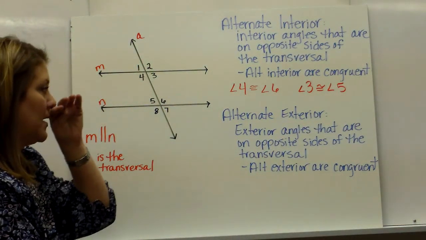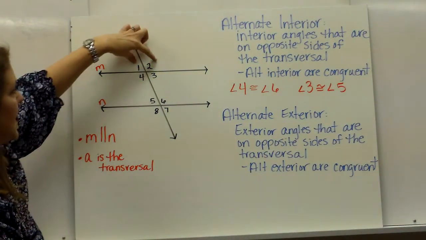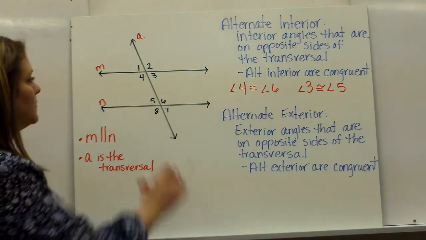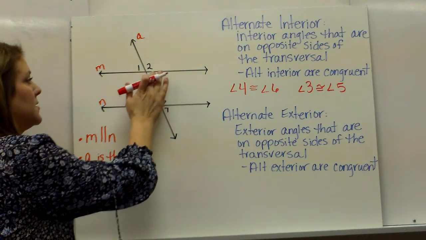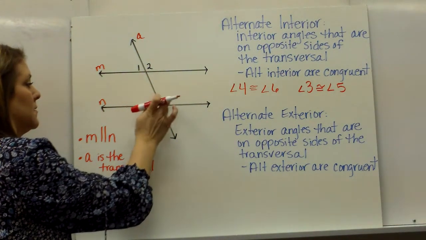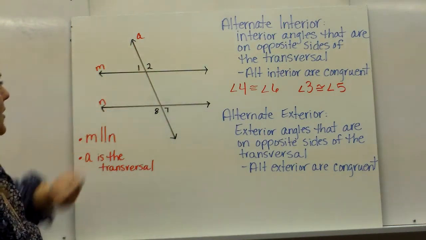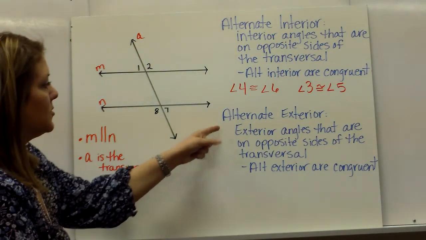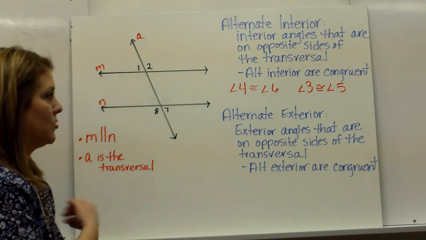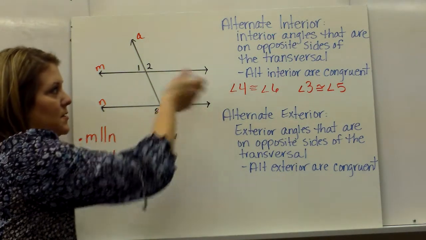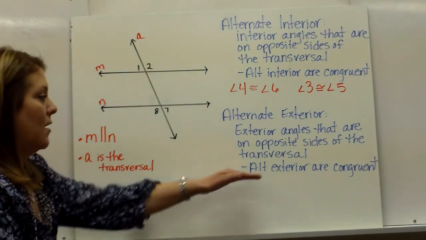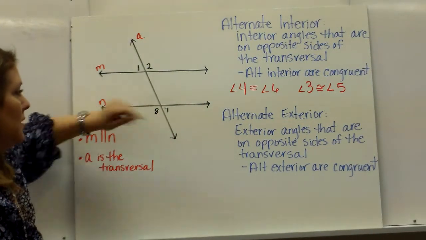Now let's look at the alternate exteriors. We're going to be looking at these outside angles, 1, 2, 7, and 8. And I'm going to go ahead and just erase our interiors so that we know we're looking at those 4. Alternate exteriors are exterior angles that are on opposite sides of the transversal. So kind of along the same lines as an alternate interior, except we're looking at the outsides. Again, these alternate exteriors are going to be congruent.